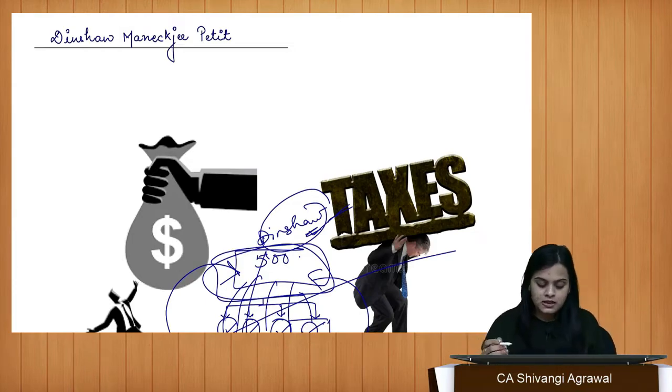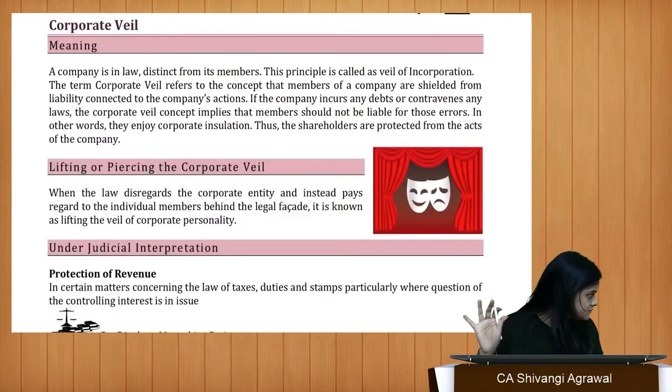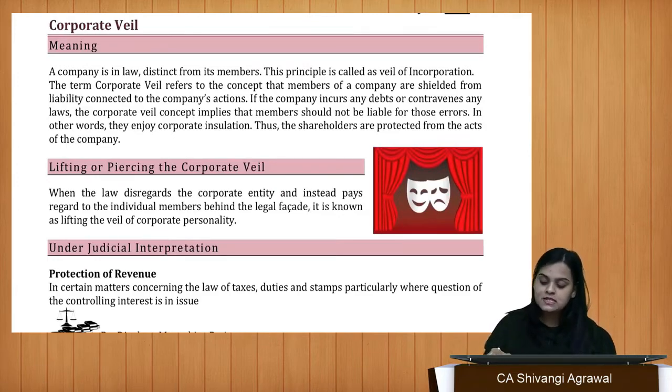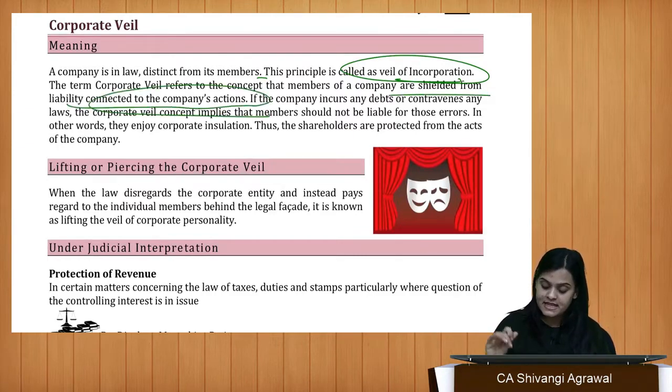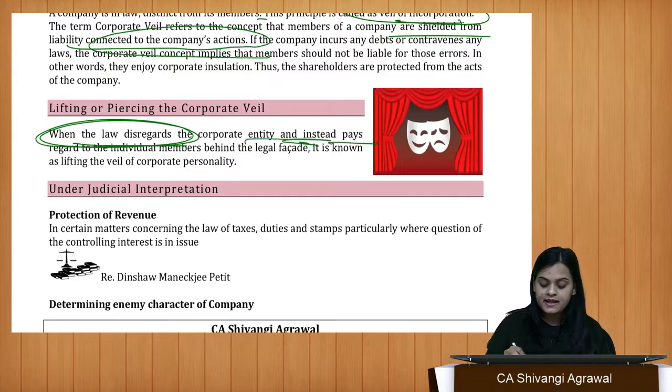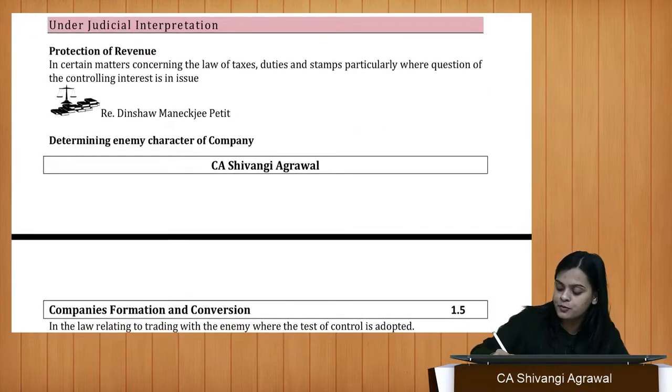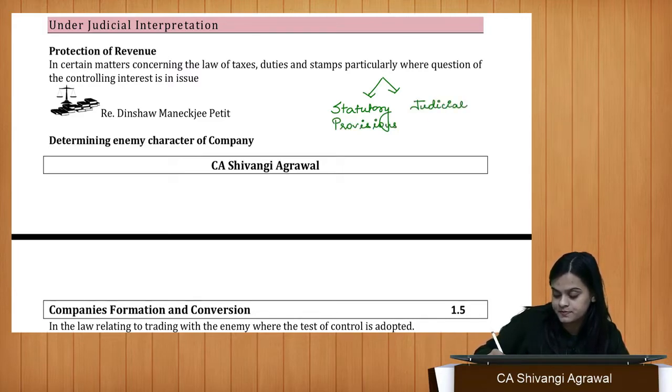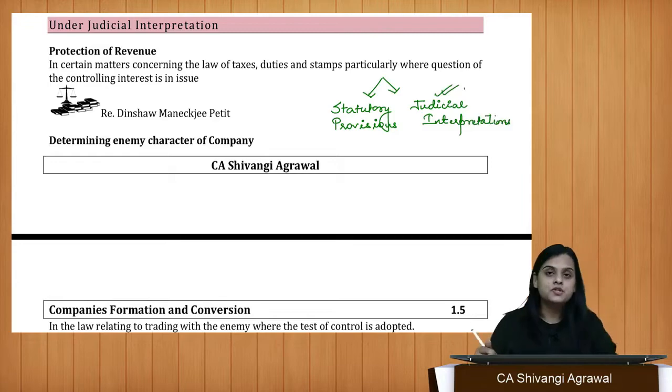Okay. So a company is in law distinct from its members. This is known as the veil of incorporation. And they are shielded from liability which is connected to the company's actions. But when the law disregards this corporate entity and actually looks behind the individual members who are running the company, that is known as lifting of the corporate veil. Under lifting of the corporate veil, we see two classifications. One is statutory provisions, and the other is judicial interpretations. We are going to discuss here the judicial interpretations.